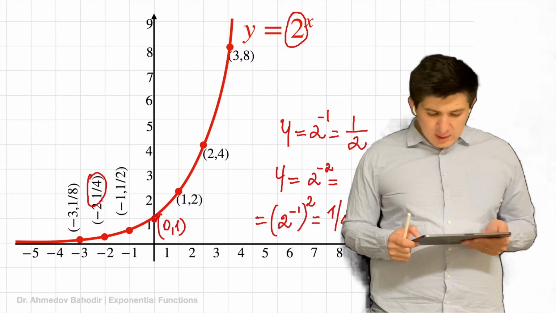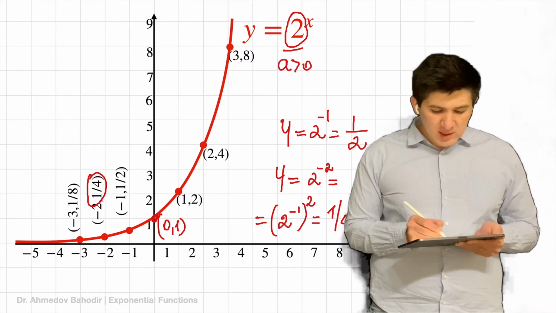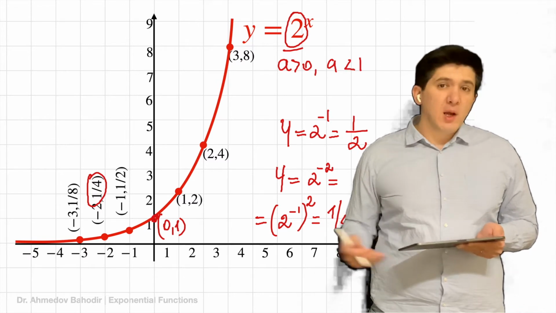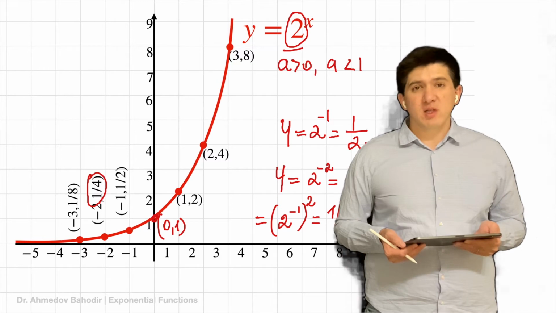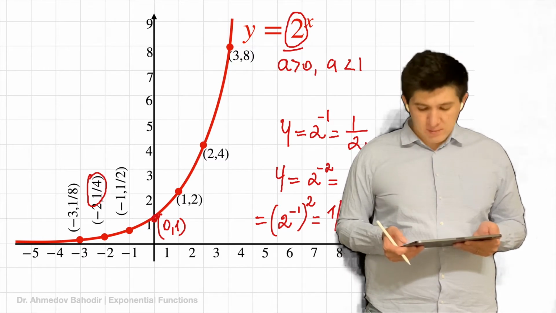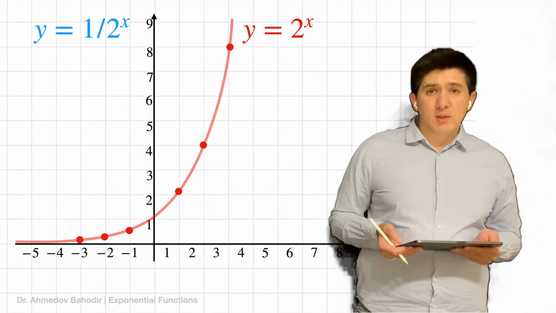What happens when the value of a is still positive but smaller than 1? It appears that when the value of a is smaller than 1, then the shape of the exponential function is going to be different from this. So let's look at this. So this is our function y is equal to 2 to the power of x.